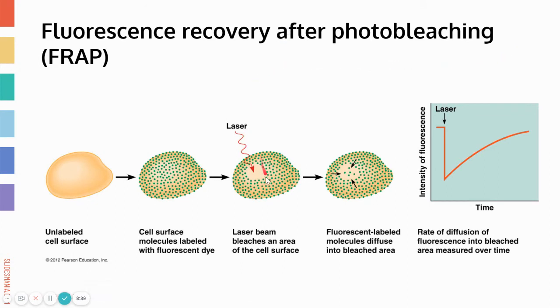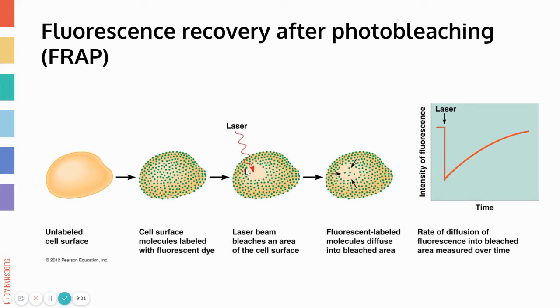So you come in with this laser, and the laser is so high energy that it breaks or alters the interactions or the bonds within these fluorescent molecules, and it makes it so that they're not able to fluoresce anymore. So this region is permanently not fluorescing anymore. It's just done.